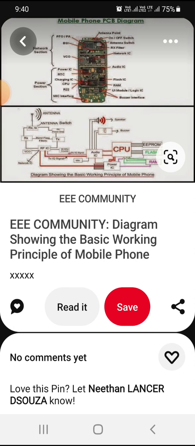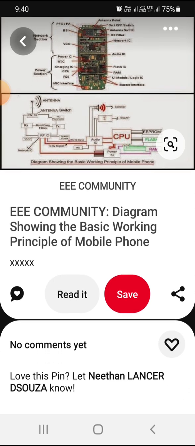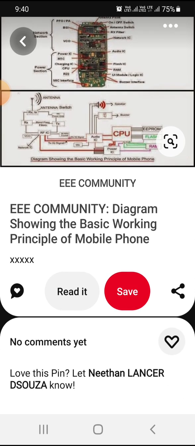Here is a diagram showing the basic working principle of a mobile phone. The antenna is here, and the speaker, you have the buzzer and RX, the BCT and band pass filter that are connected with the signal in audio form, and the place with the RAM.